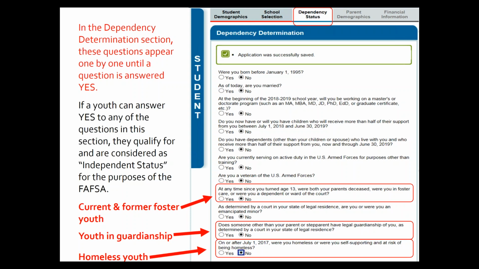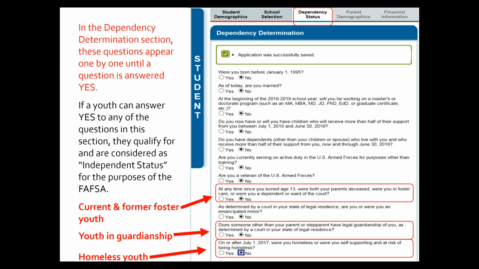Okay. So then the student will answer yes to question 53 if they were considered aware of the court after age 13. Once they answer yes to this question, again, they will not see the questions after that because this is making them independent. Making them independent means do not need to provide parental information.